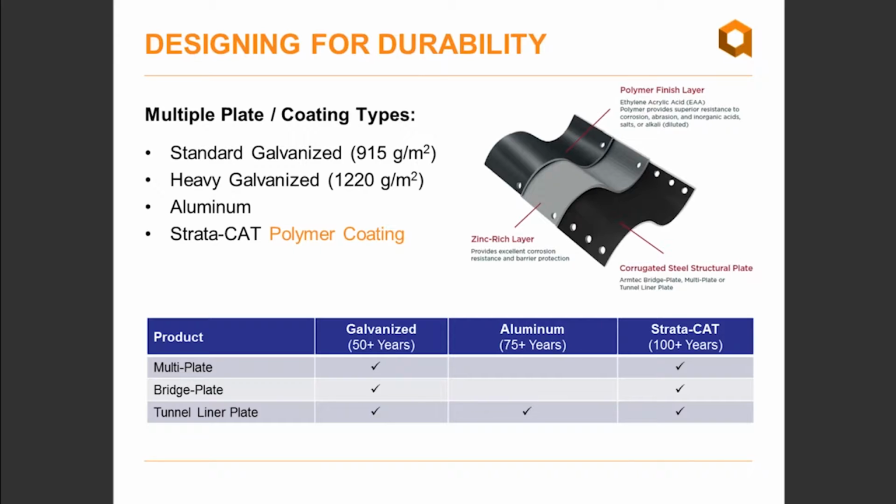The way in which the coating is applied, we take our black steel plate, we sandblast it to clean it, to make sure there's no residue or debris on the plate, and we apply a zinc-rich primer coat, which provides a bit of additional barrier protection, and then also helps the baked-on powder coat adhere properly to the plate. So the powder coat has an ethylene acrylic acid base, and it provides a nice polymer finish layer that's hard, abrasion resistant, and chemically inert.